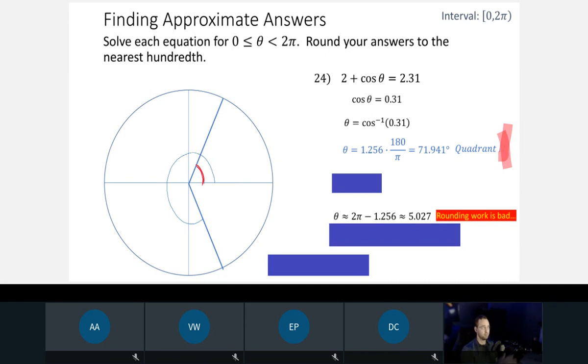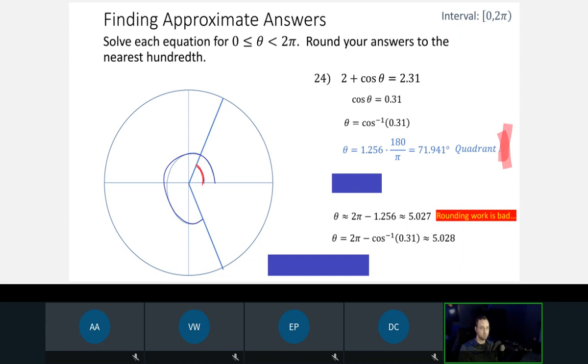Now the second answer, it's in quadrant 4, so I want that full rotation that I drew. So from here all the way around to here, what is that equation we have to write? Same as the previous page. It's going to be the 2 pi minus that given angle. So you might have to look back at your last unit's notes for those formulas, but we're doing the 2 pi minus theta, or not theta, but the given angle to get 5.027.